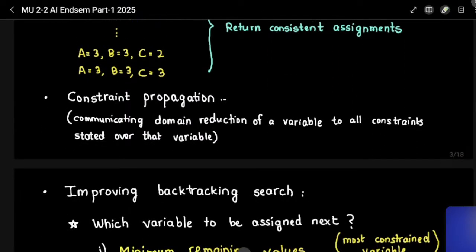Constraint propagation. We will be coming back to constraint propagation, but it essentially deals with domain reduction. We'll look at some examples.